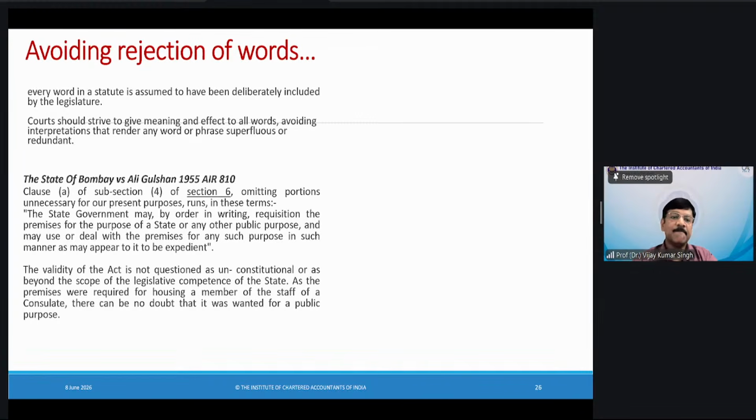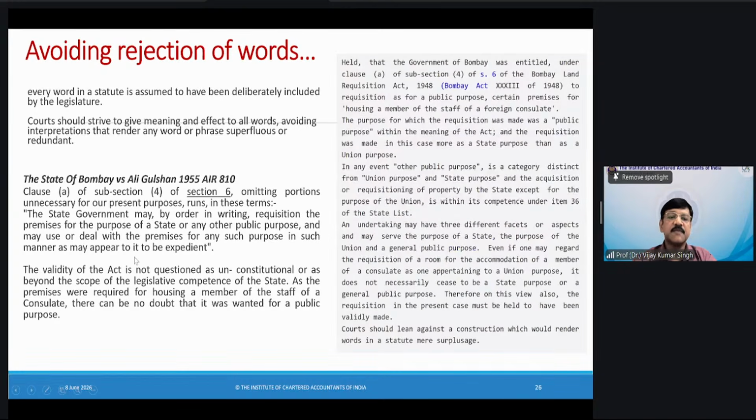Okay. So in one case, State of Bombay versus Ali Gulshan, the question was with reference to section 6, clause A of subsection 4, and there one of the portions was unnecessary. The state government may by order in writing requisition the premises for purposes of a state or any other public purpose, and may use or deal with the premises for any such purpose in such manner as may appear to it to be expedient. So this was the Bombay Land Acquisition Act. So this matter related to acquisition of land.